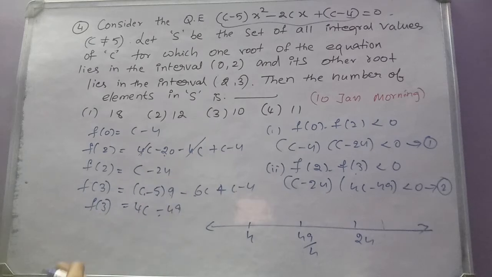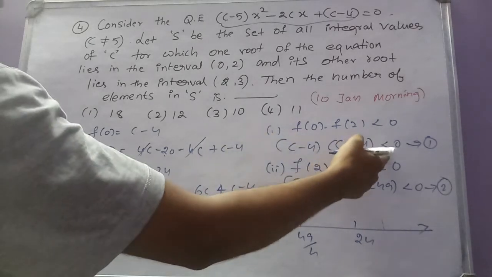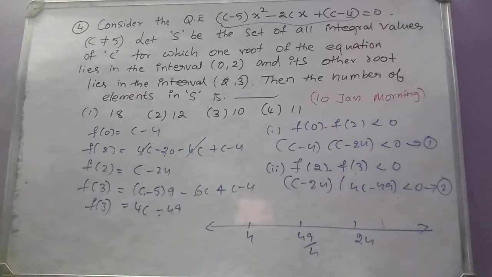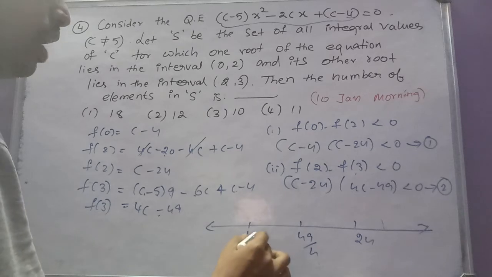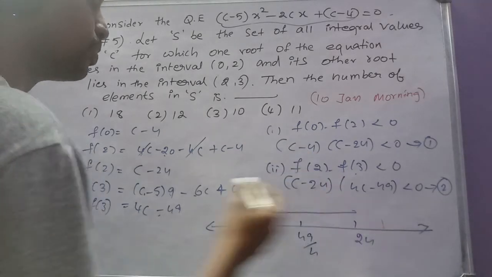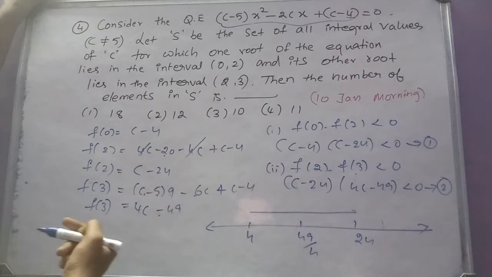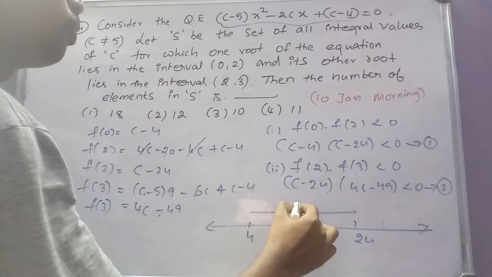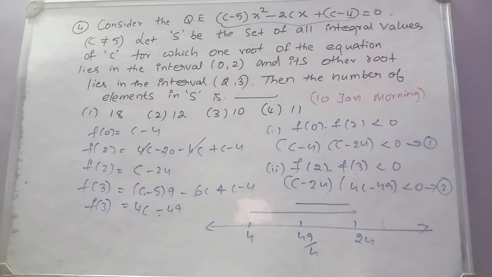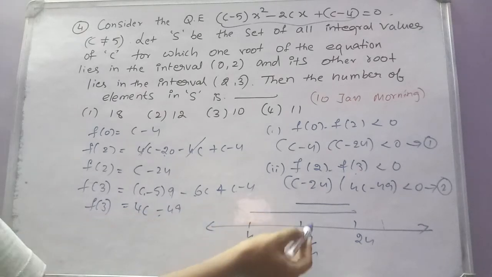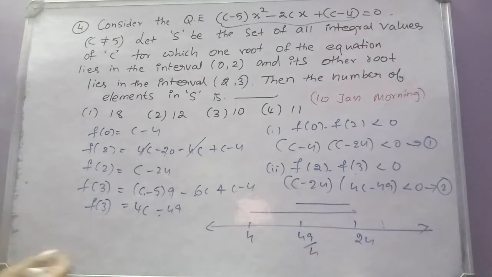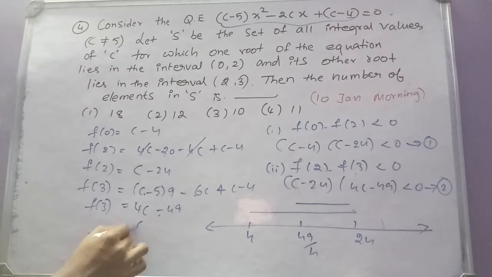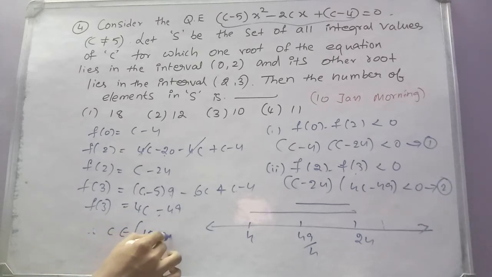The first inequality says that the C value lies between 4 and 24 because the symbol is less than. I'll take the values between 4 and 24. Or else you can also use the wavy curve method. Either way, the value of C lies between 4 and 24. Next, the second inequality says the value of C lies between 49 by 4 and 24. So I should take that interval which satisfies both, which is clearly 49 by 4 to 24. Therefore, C belongs to 12.25 to 24.